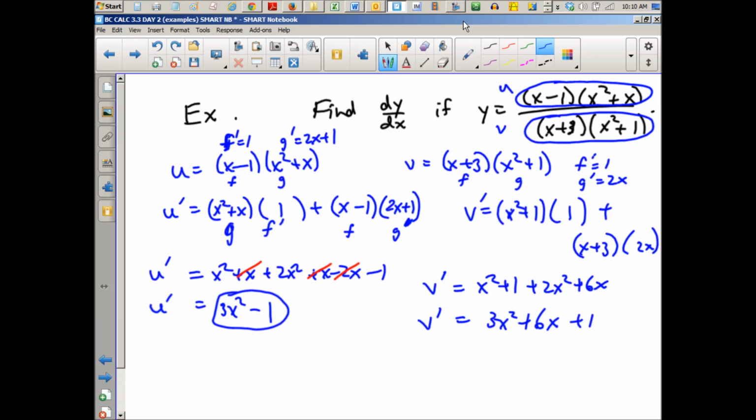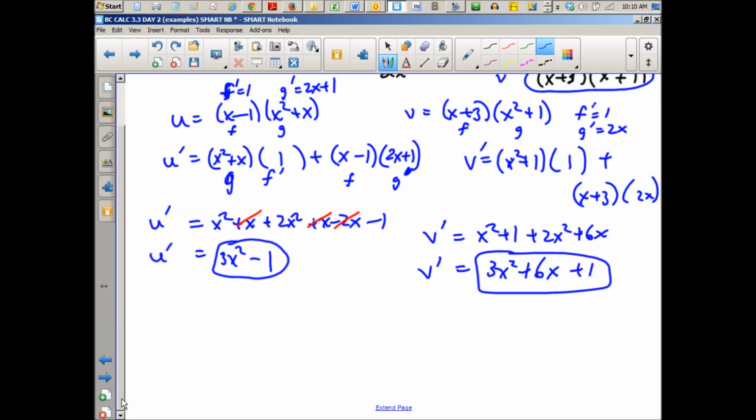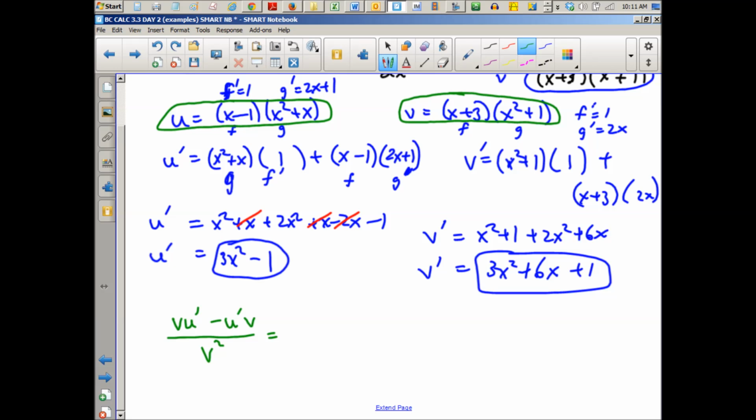It's time to construct our quotient. All right. I'm switching rules now, so let's just go straight to the quotient rule in green. So the quotient rule is supposed to be v u prime minus u prime v all over v squared. Okay, and I need the original u and v, which are up here. So this was u, remember, and this was v, and then this is u prime, and this is v prime. So I need those 4 objects.